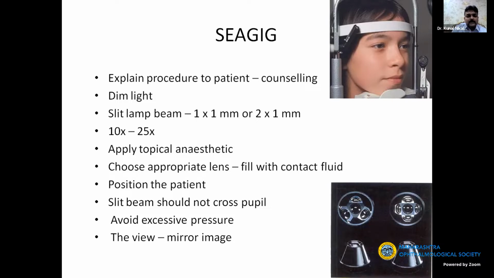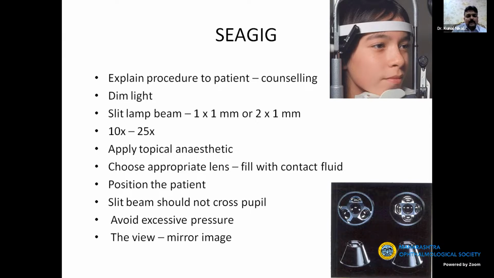Proper positioning of the patient. Lateral canthus of the patient has to be near the lateral canthal margin, so that vertical excursion is possible to see the upper and lower images. Slit beam should not cross the pupil, as constriction of the pupil can open up the angles. Avoid excessive pressure on the eye, so that angles don't open up.